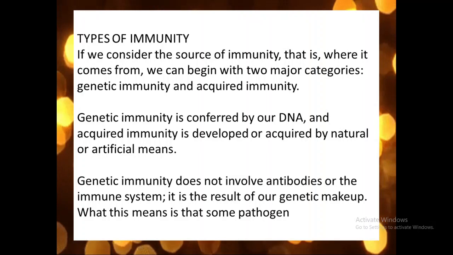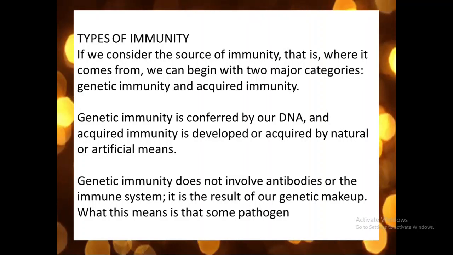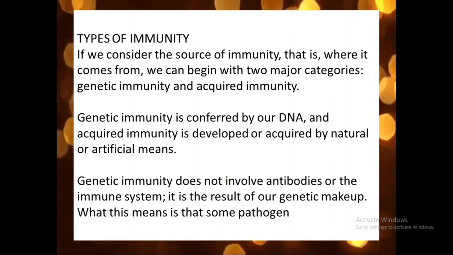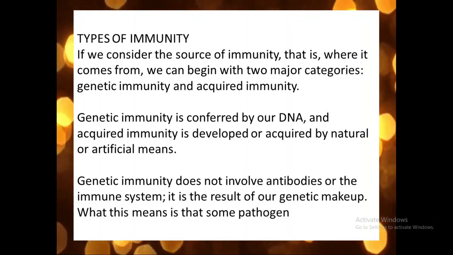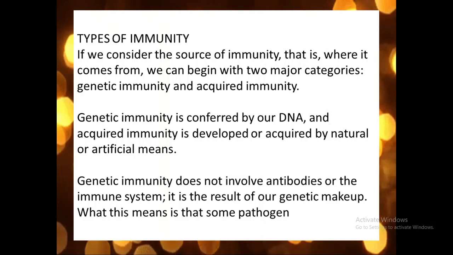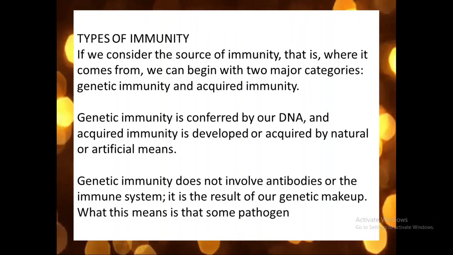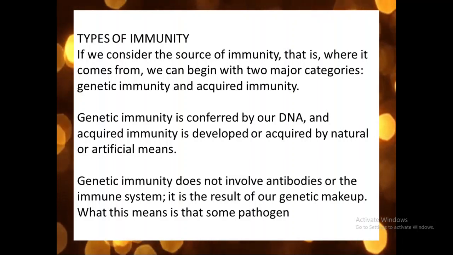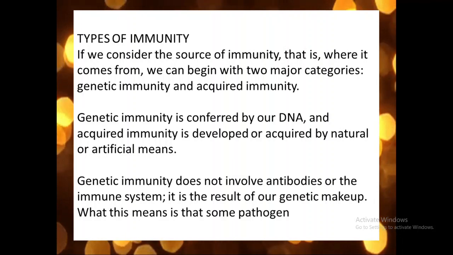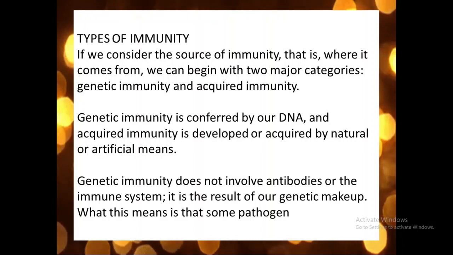Again po, if we consider the sources of immunity, that is where it comes from, we can begin with two major categories: genetic immunity and acquired immunity. When we say genetic immunity, it is conferred by our DNA, and acquired immunity is developed or acquired by natural or artificial means. Kapag naman po sinabi nating genetic immunity, it does not involve antibodies or the immune system. It's the result of our genetic makeup.